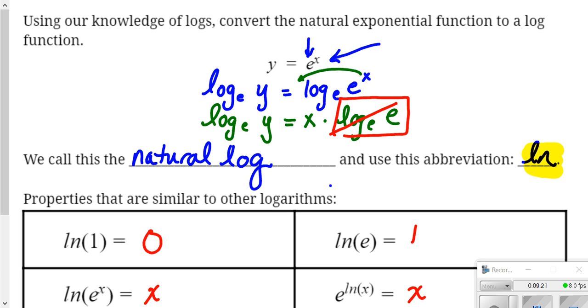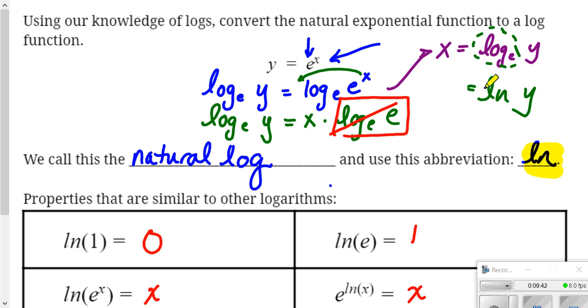All right, then I have x equals log base e. It is used so often that it gets to have its own symbol. So log base e of y, we're going to replace this part with its own symbol, and it's the letters ln, and it's read natural log.